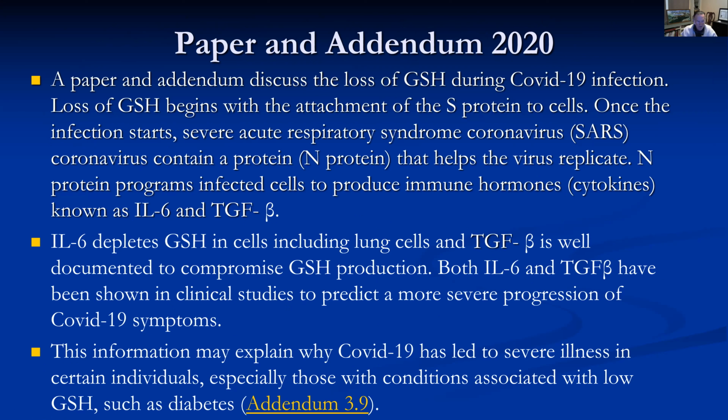It also turns out that IL-6 can deplete glutathione in cells directly. And this is where I think a lot of the problem with COVID-19 arises, and may explain why COVID-19 has led to severe illness, especially in individuals whose enzymes are not able to make glutathione efficiently, as occurs in diabetes.